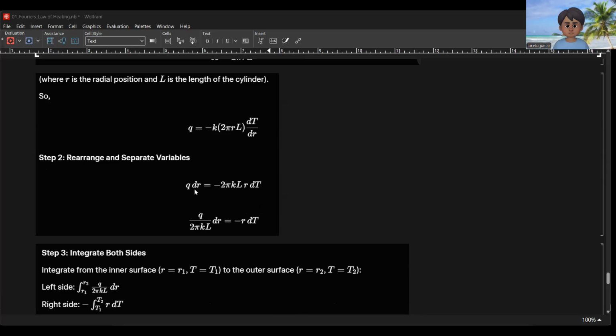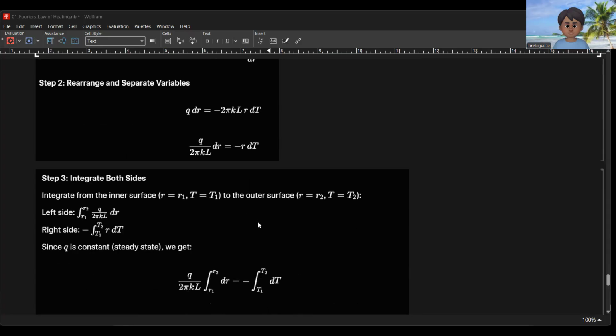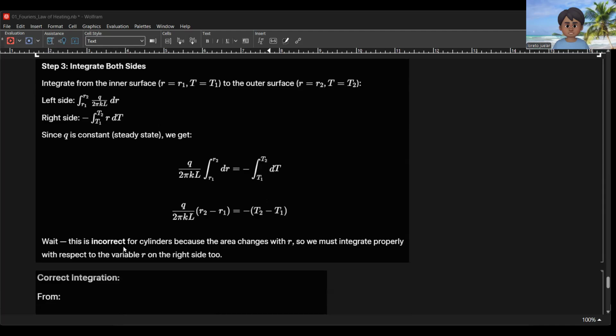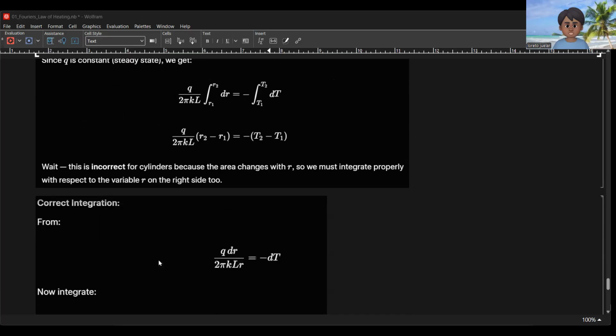So rearrange and separate variables: Q dr equal to negative 2 pi K L R dT. So this is Q over 2 pi K L dr equal to negative R dT. To integrate both sides here, since Q is a constant steady rate, to get this one. Wait, this is incorrect for a cylinder because the area changes with R. So we must integrate properly with respect to the variable R on the right side. So the correct integration here is Q dr over 2 pi K L R equal to negative dT.